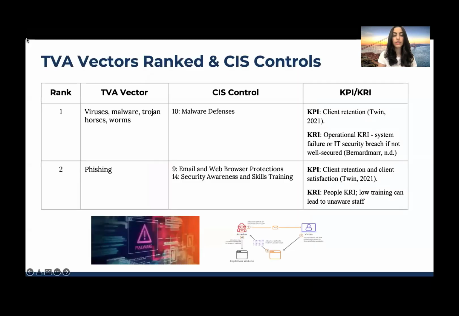The first slide covers TVA vectors ranked and their CIS controls. The first one on the list is viruses, malware, Trojan horses, and worms. CIS Control 10 is malware defenses. The key performance indicator is client retention.